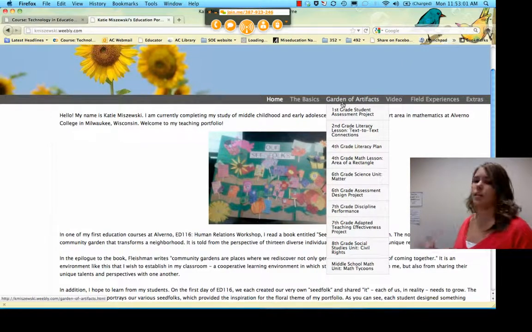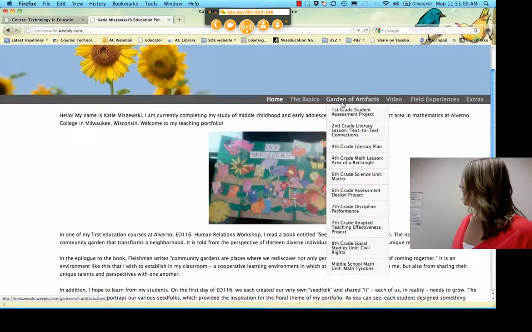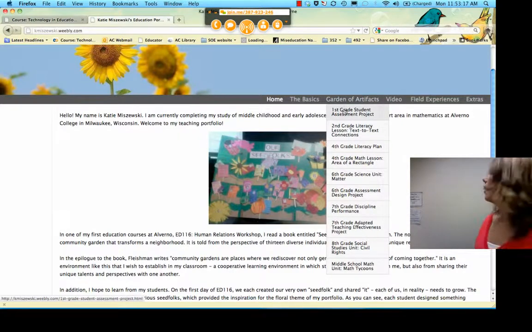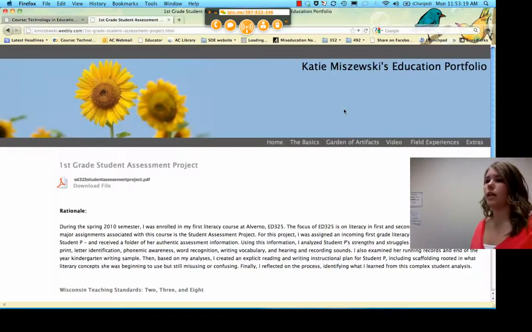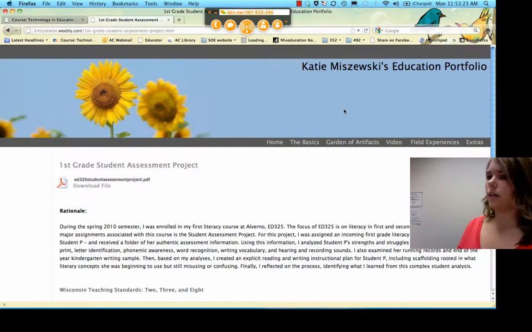So instead, I picked 10 artifacts, which you can see on the screen right now. Oh, hold on. Okay. I don't see that on here. And so instead of organizing by standard, I organized by those artifacts. So just for example, if you click on the first one, which is a project, which you'll do if you take ED 325, which most of you probably will if you're an ELM or ELC.